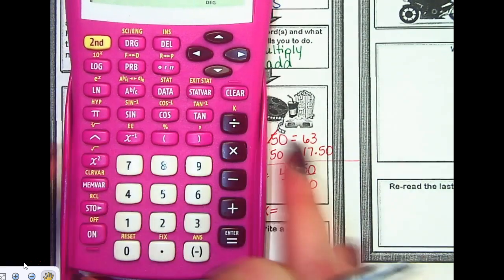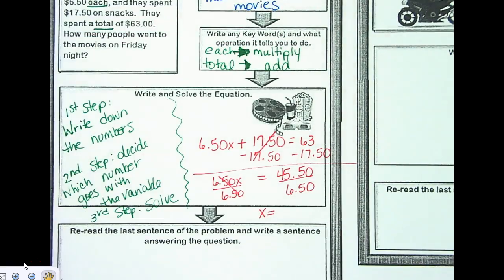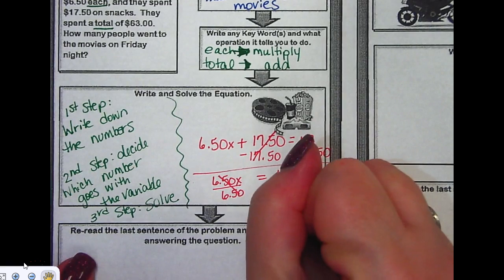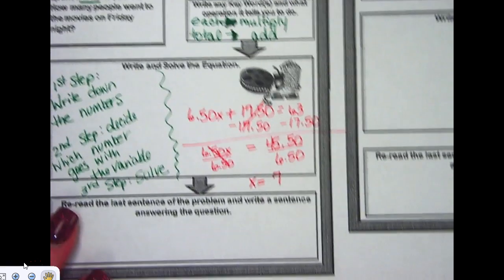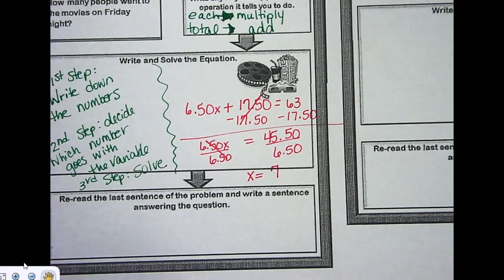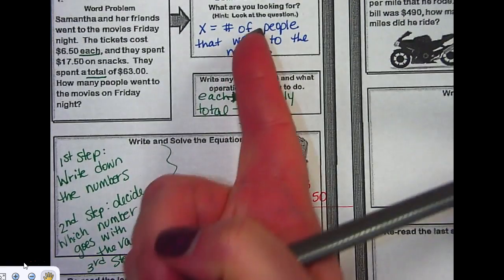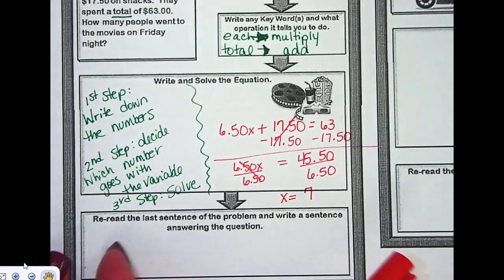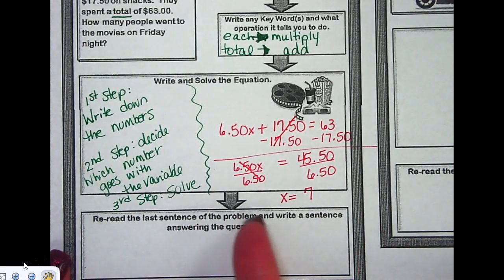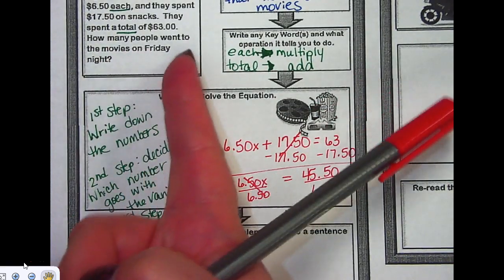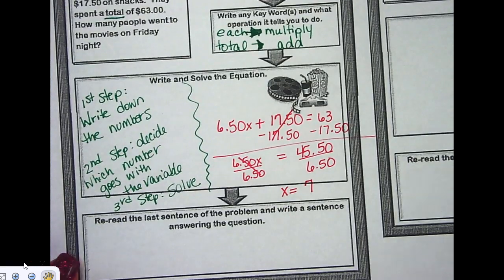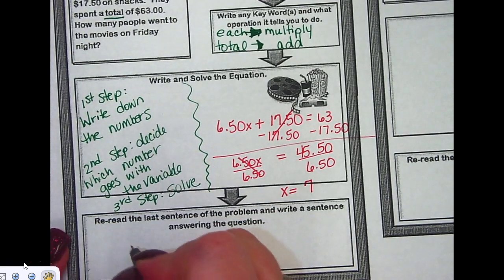Who said they know? How many is it? 7. X equals 7. So we've solved the problem and X equals 7, and we said that X is the number of people that went to the movies. So now we need to write a sentence. Reread the last sentence of the problem and write a sentence answering the question. How many people went to the movies on Friday night? Now we are going to say 7 people went to the movies on Friday night.